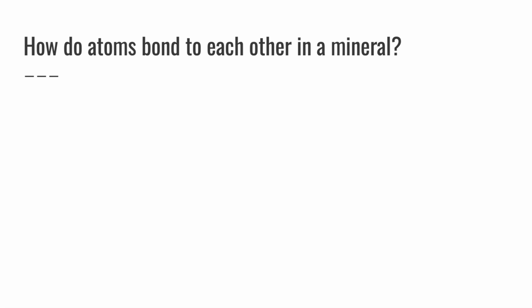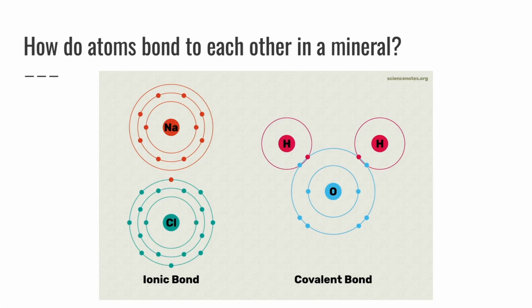Okay, so now we're going to think about how atoms bond to each other in a mineral. So there are 2 types of primary bonds with the minerals. There are ionic bonds and covalent bonds. So here you see an ionic bond between a sodium and a chloride, making a salt. And here you have H2O, so water, sharing covalent bonds.